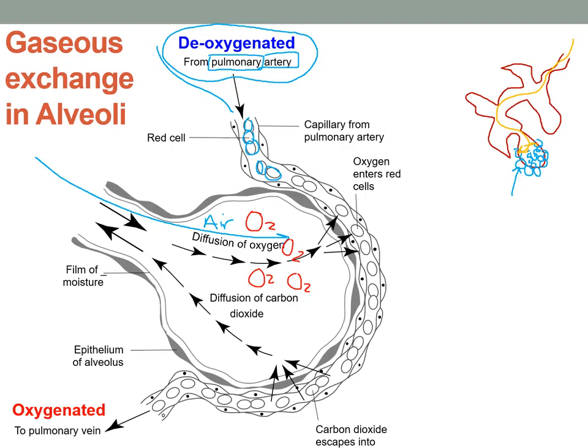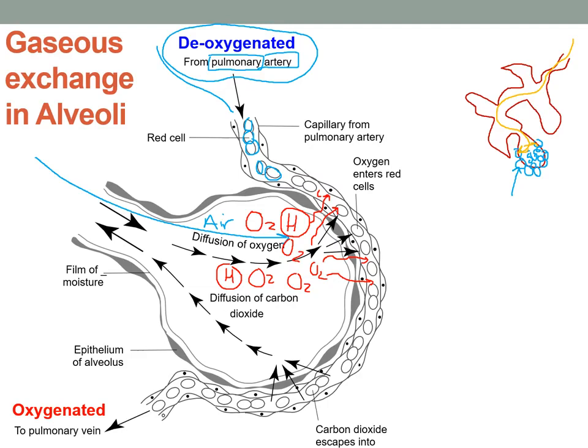Well, what happens? Here we've got oxygen, which is under a high concentration. This is taking you back to your cell biology unit. There's a high concentration of oxygen in the alveoli. There is a low concentration of oxygen in the blood. So what happens? Passive diffusion, thank you very much. Oxygen diffuses into the blood.